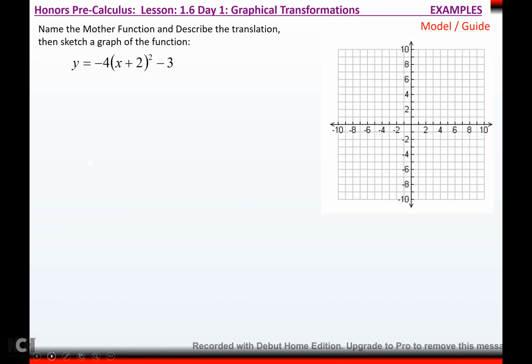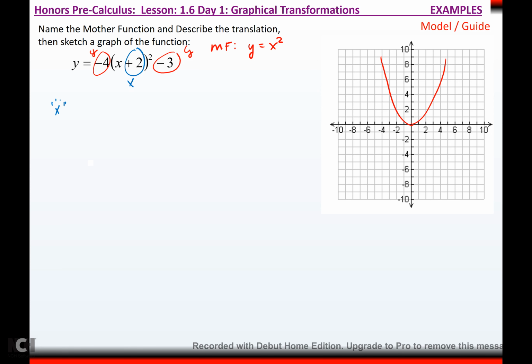It says name the mother function, describe the translation, and then sketch a graph of the function. Well, the mother function, I see the square, so my mother function is going to be y equals x squared, which is the parabola. My transformations: this is happening to y, and this is happening to y, and this is happening to x. It doesn't matter if you do your x moves first or your y moves first. If I do my x moves first, that means I'm going to go left 2.